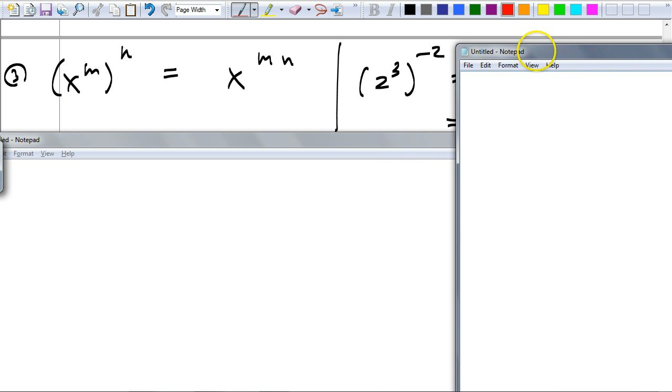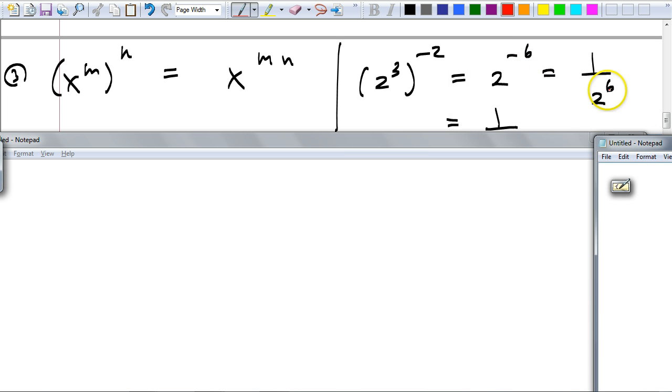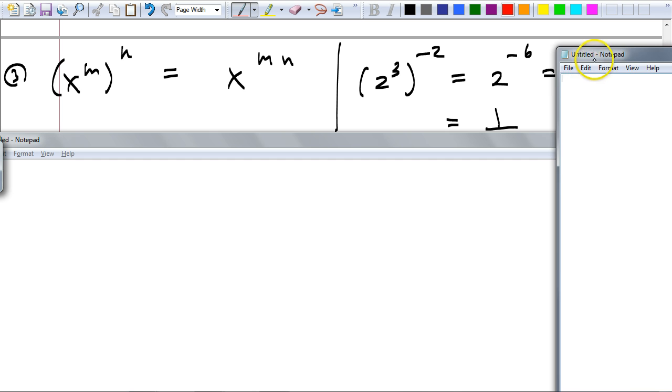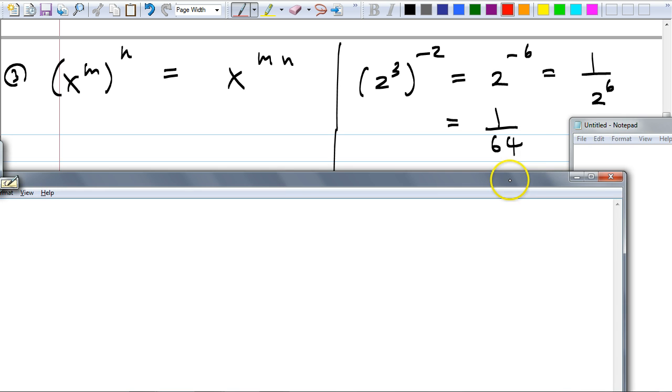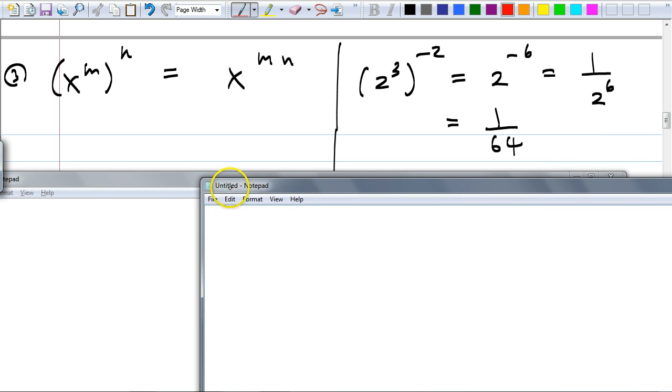So we have here 2 to the third to the negative second power. What would that get you? Eric? You're right, 2 to the 3 times negative 2, which is 2 to the negative 6, which is simply 1 over 2 to the 6. 2 to the 6 is not that bad. We know what that is. You're right, 64, because 2 to the third is what? 8. Isn't that right? So 8, and then you have 2 of those, you get 64. All right.